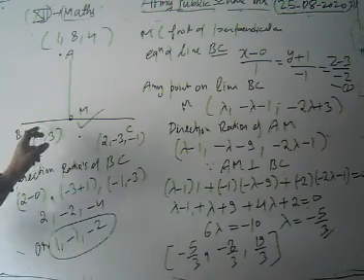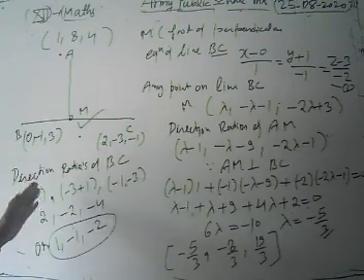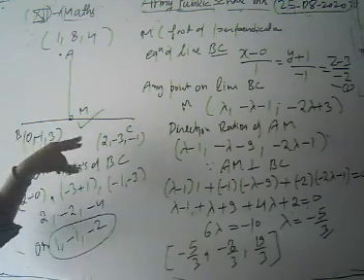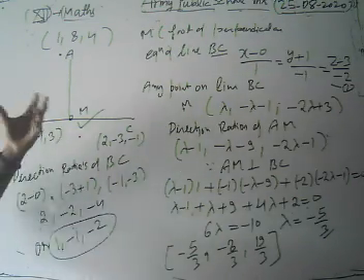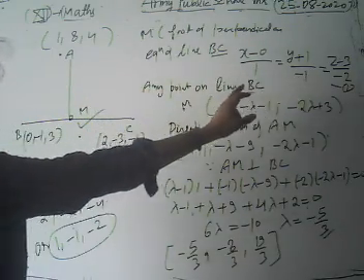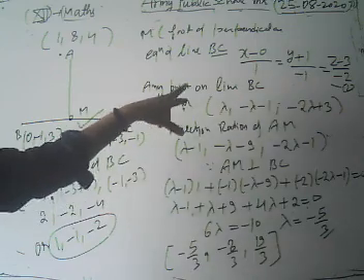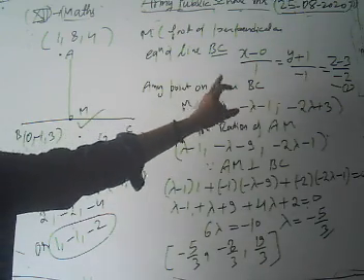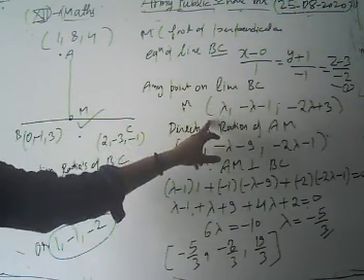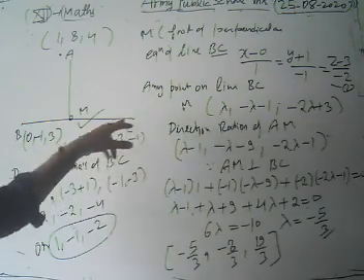First of all, we are going to find the equation of line BC. To get the equation of line BC, we find a general point on line BC. We put in the values of lambda, and we get a general point on the line BC. This general point represents the coordinate of M.